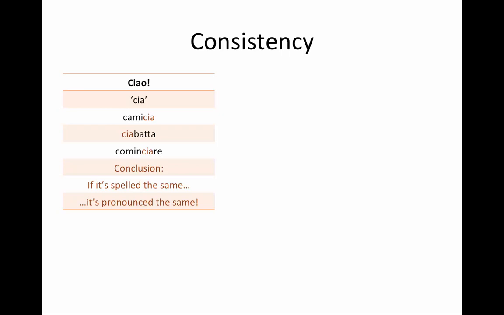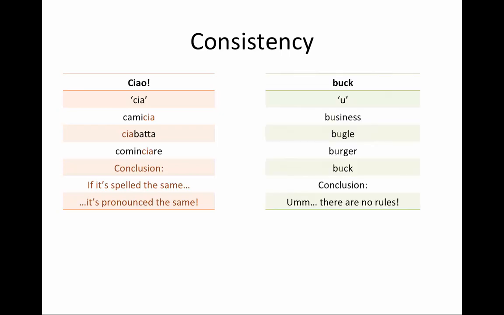So that same spelling will be pronounced with the same sound no matter where you see it: at the end of the word, at the beginning of the word, in the middle of the word. You have camicia, ciabatta, cominciare. So the conclusion is that if it's spelled the same in Italian, it's pronounced the same. Always, no exceptions.